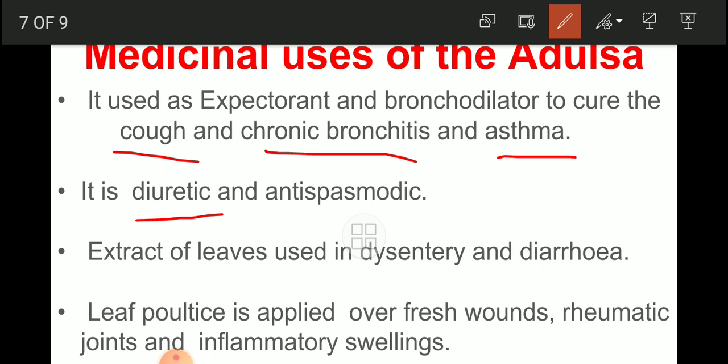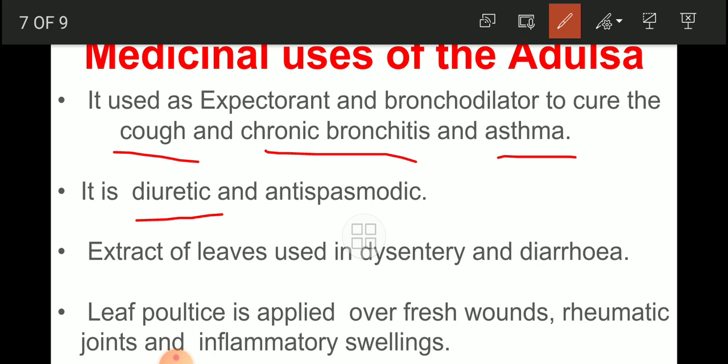So for that, what you have to do, you have to add sugar as per the requirement, isn't it? Add some sugar, boil that, let it cool a little bit, and then have that. This is the simple method of preparation of a decoction of this adusa, which is useful to cure the cough and chronic bronchitis. Extract of the leaves is used in dysentery and diarrhea. My friends, we know that most of the times water gets extracted from the body in dysentery and diarrhea. In such cases, as preliminary treatment, you have to take the extract of the leaves only.